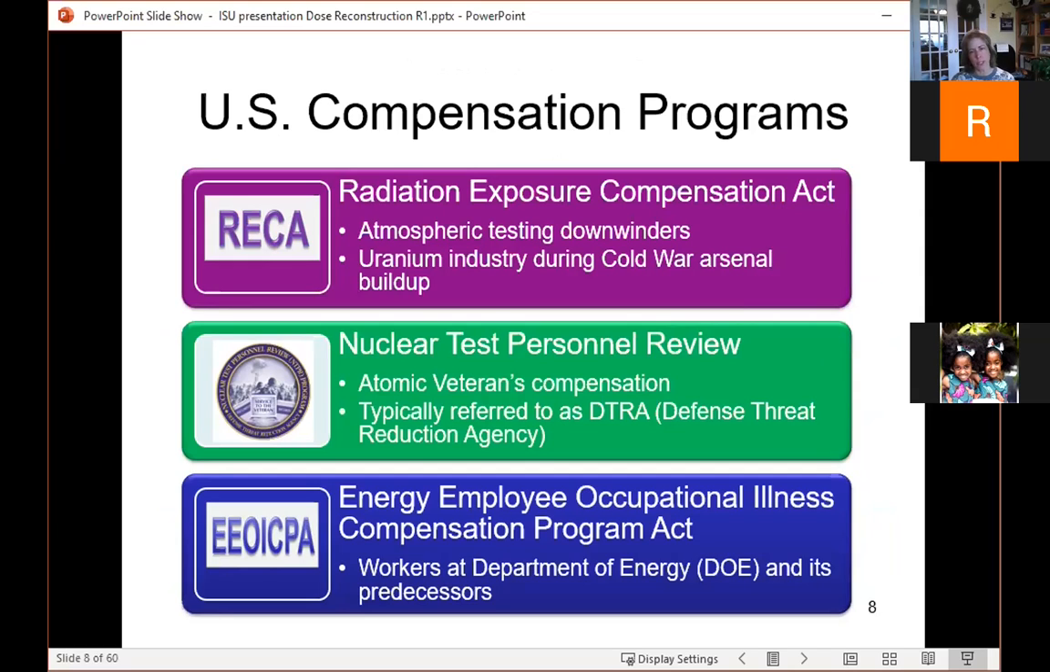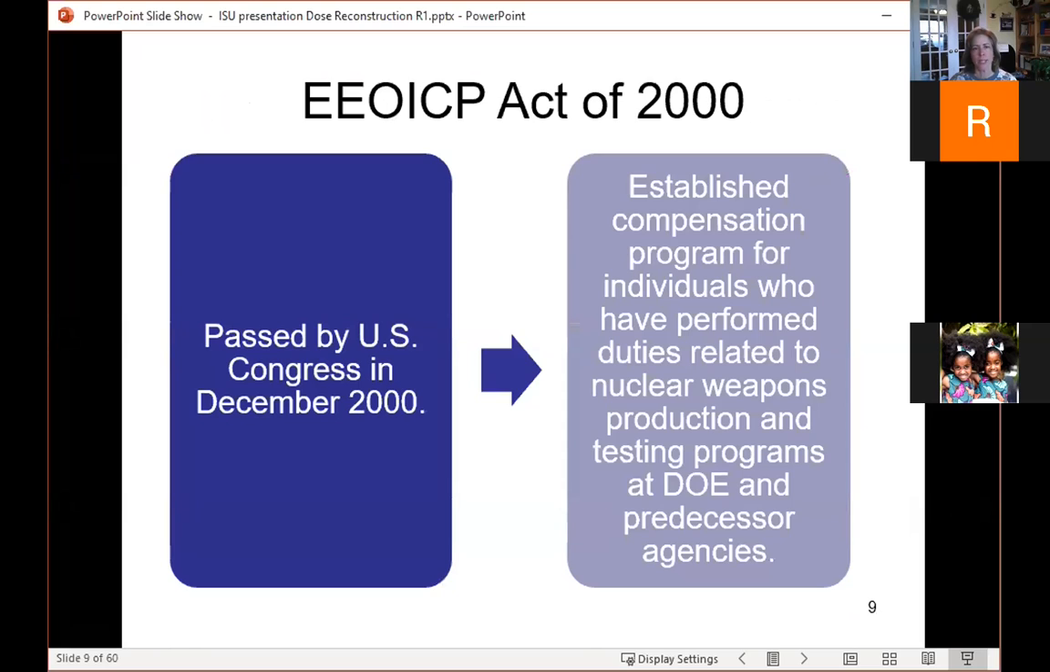And again, it's the Energy Employee Occupational Illness Compensation Program Act, which you might hear referred to as EEOICPA on occasion. This covers workers at Department of Energy facilities and its predecessors, meaning the previous names that DOE went under. There was AEC, the Atomic Energy Commission, ERDA, so assorted agencies that preceded DOE. So the act that established this program was passed in 2000, and it established a compensation program for people who perform duties related to nuclear weapons production. And again, at DOE and its predecessor agencies.